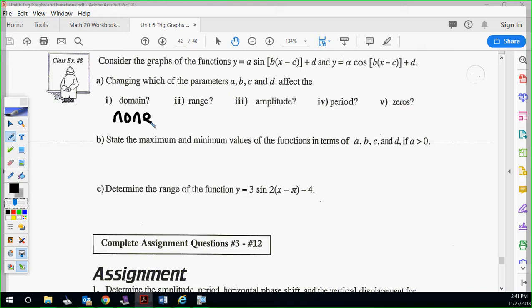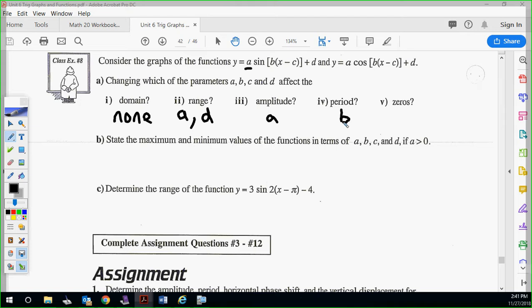Okay. They just want you to put the letters from up there. So range, D does affect it, yep, up and down movement. What else affects the range? A, right, your amplitude. If your amplitude's 6, you now have from 6 to -6. I move it up 2, now it's 8 to -4. But range is affected by A and D. Amplitude's affected by just A. Period is affected by only B.